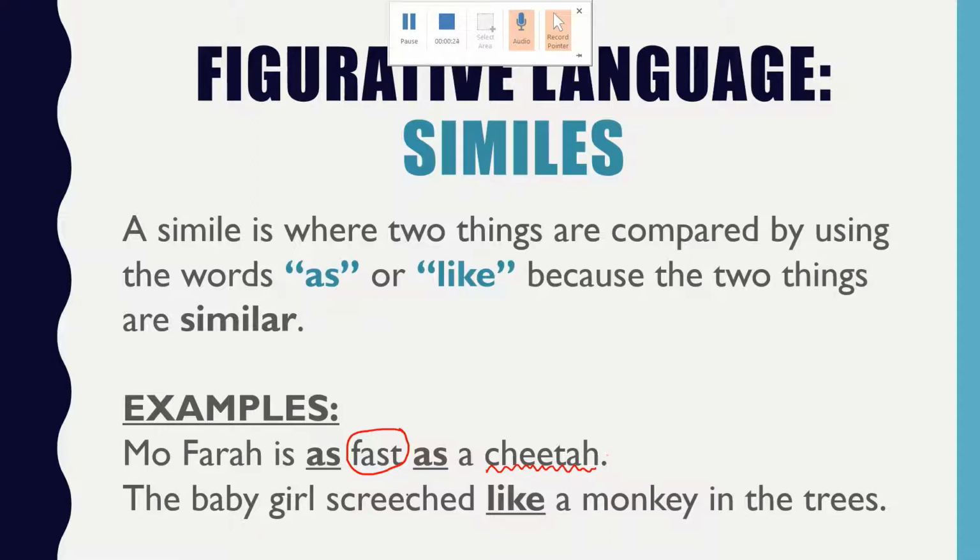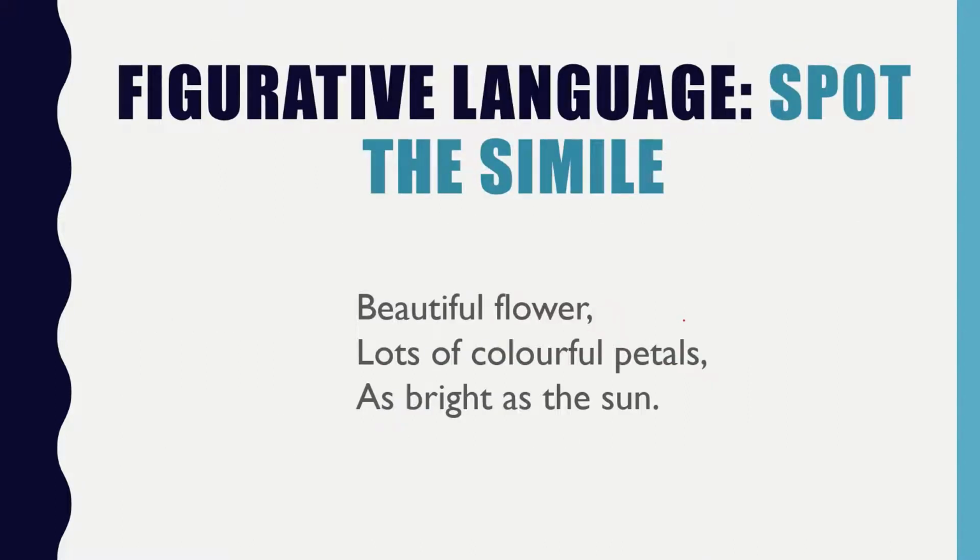Similarly, the baby girl screeched like a monkey in the trees. She didn't literally scream with monkey noises, but we're trying to exaggerate that her screeching was as loud as a monkey when they swing through the trees. This exaggeration has a powerful effect because you can really imagine what the poet is describing. I don't know about you, but I can hear the monkey noises now, and they really do sound very loud for a baby girl. See if you can spot the simile in this short poem.